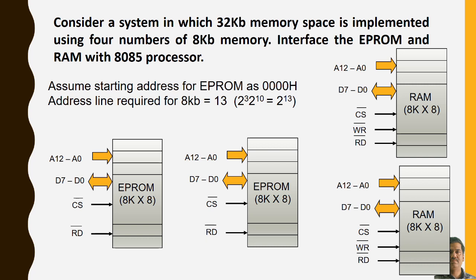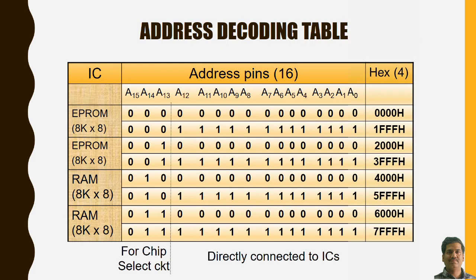In this diagram you can see the various signals that are required for EEPROM and the signals that are required for RAM. In case of EEPROM, the WR signal will not be needed, but in case of RAM, the WR signal will be needed for the 2 RAMs. The address decoding table is shown in front of you.